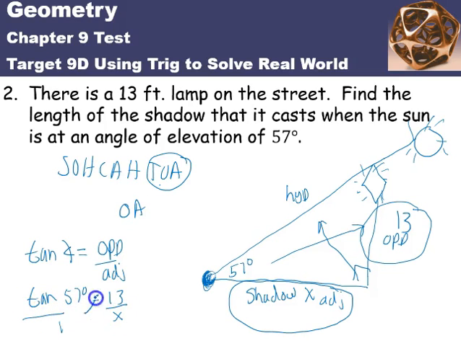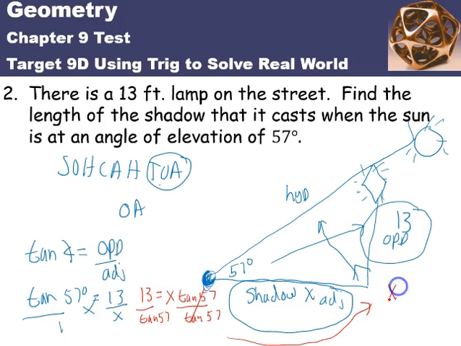I'm going to put this over 1, and I'm going to cross multiply. And when I cross multiply, I'm going to do this in different colors so it doesn't bleed in with the rest of this. I get 1 times 13, which is 13. And I get x times tangent 57. So I need to get x by itself, so I'm going to have to divide both sides by the tangent of 57. So I'm going to have to go over here because I'm running out of room. X is equal to 13 divided by the tangent of 57.